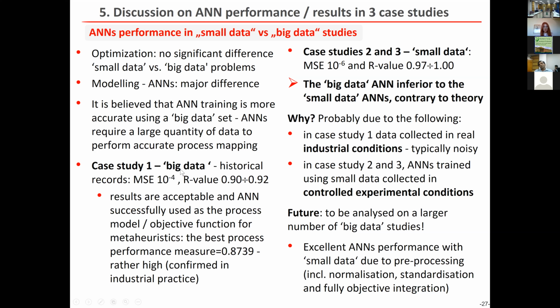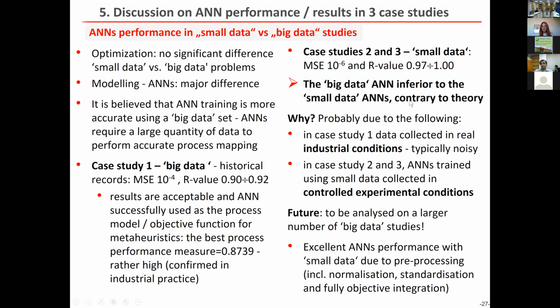So let's see the results in case study 1 with the big data. Here, the error was in the order of 10 to the minus 4 and correlation around 0.9, which is fine. We obtained the process performance measure of 0.87, which is good. Let me just mention that this process performance measure can go between 0 and 1. So 0.87 is quite good.